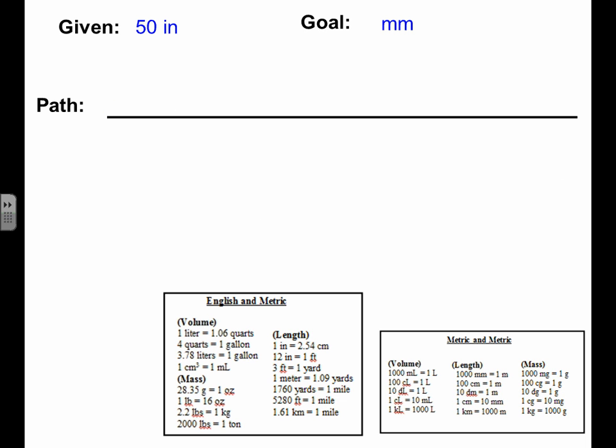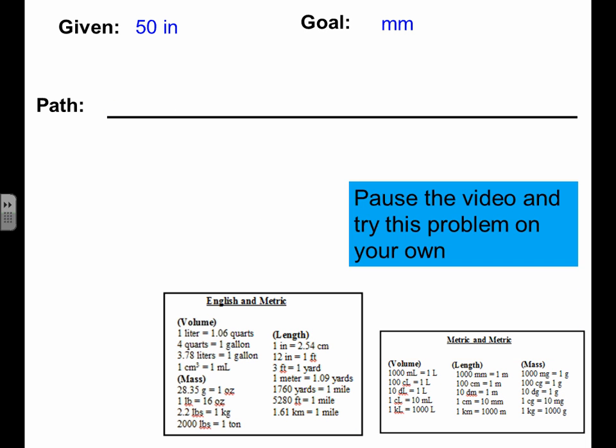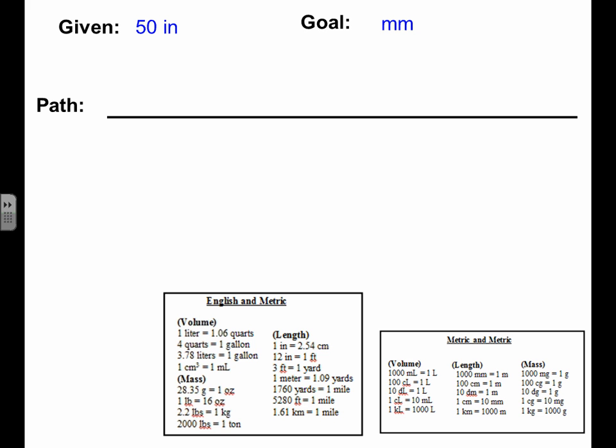For those of you feeling confident, I would like you to please pause the video and try this problem out on your own, and I will show you the answer in a few seconds. All right, now that you have had a chance to try this out, 50 inches is going to be equal to 1,270 millimeters. If you got that, nice work. You are done with this video lesson. You can move on. If you didn't, again, I get it. This stuff is tough. Let's go through and see how we solve for this.